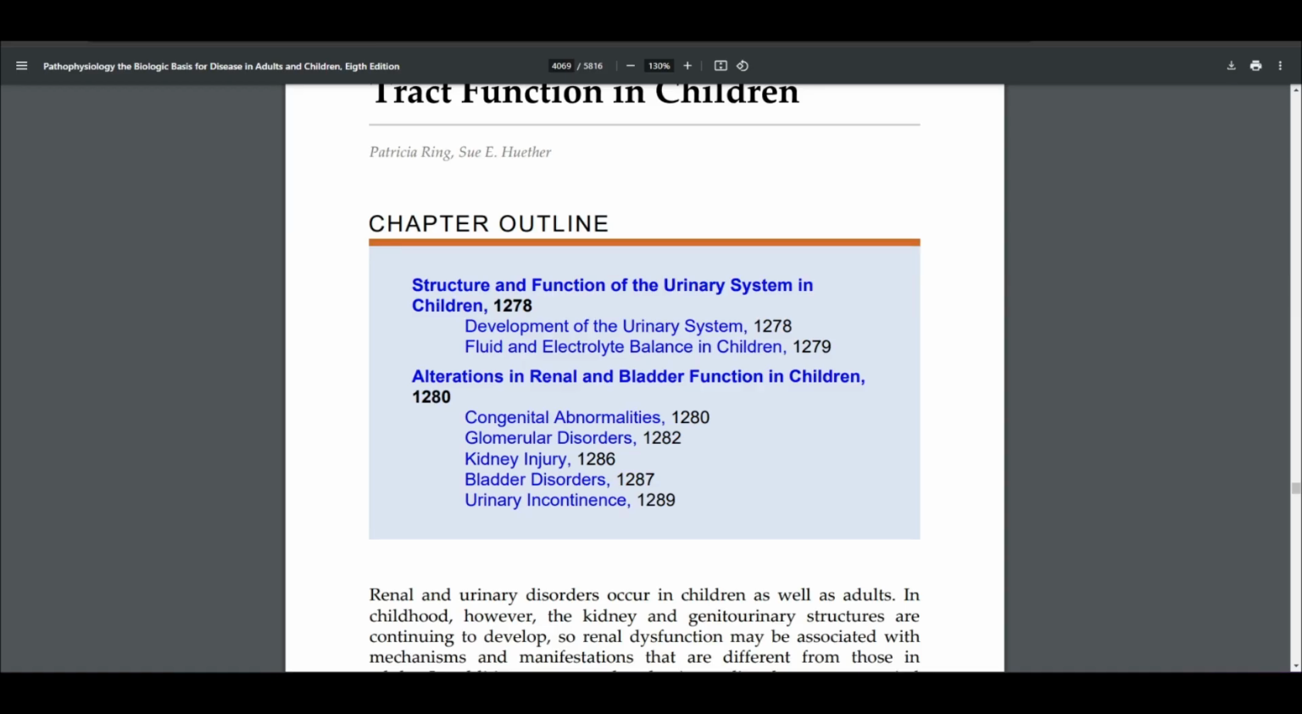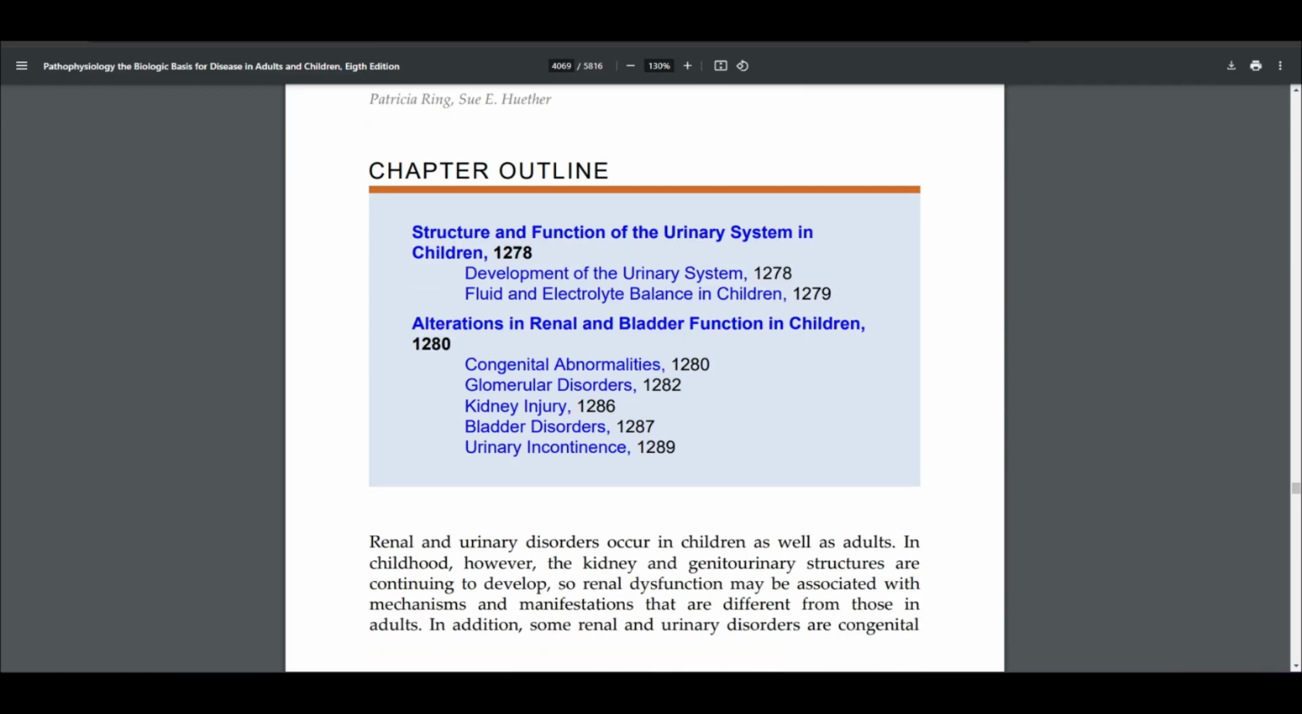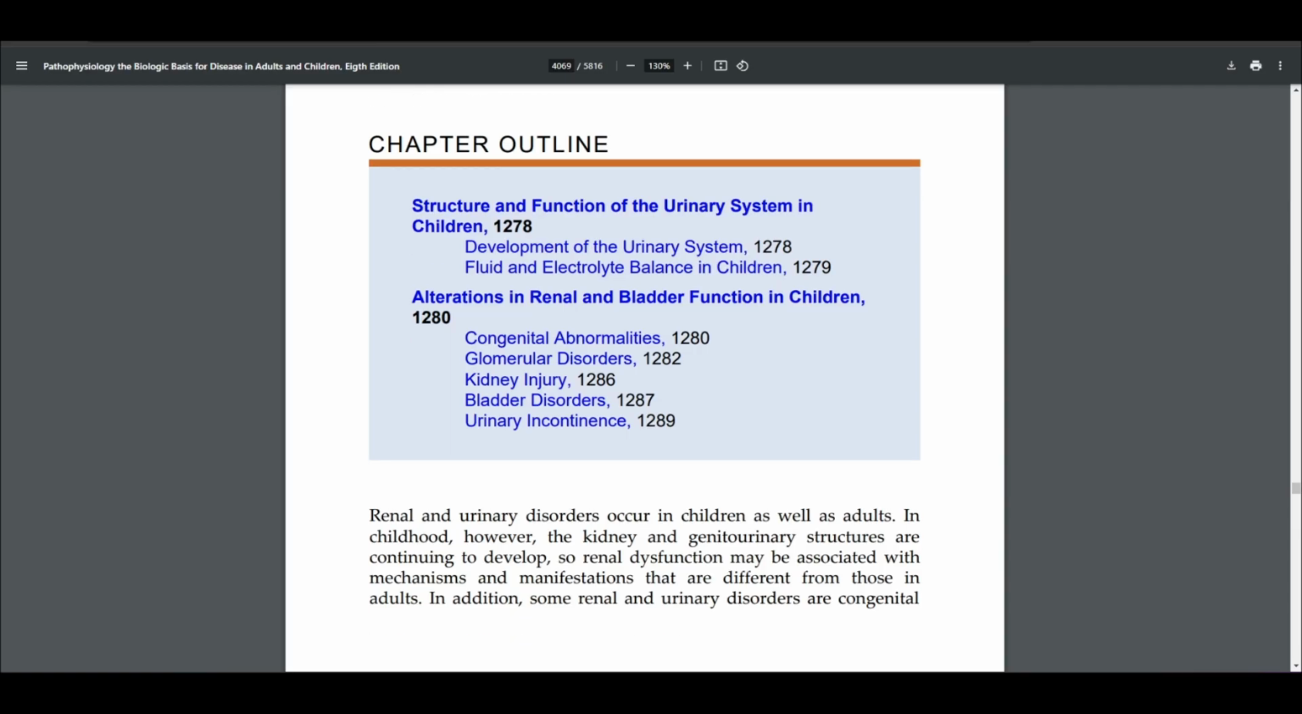As always, our chapter pages may not be the same. However, we will read through pretty much the entirety of the chapter. It says on my end to stop before urinary incontinence, but it's like 2 pages, so I'll cover it. So we'll do the entirety of the chapter.